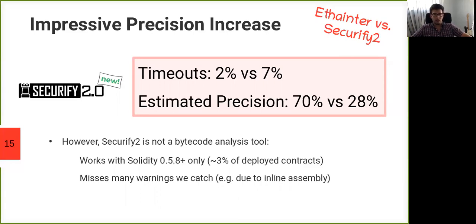It's a source code analysis tool, and in fact, it only supports a subset of Solidity versions, right? Because each version of Solidity has its own syntax and semantics. And so we could only apply this on a limited subset of contracts. And not only did we get higher precision results, but we also found warnings that Securify 2 didn't find. And that's because it's a source code analysis tool, which means that it doesn't analyze inline assembly. And a lot of libraries in complex projects use inline assembly. And so Securify 2.0 missed a lot of the tainted delegate call vulnerabilities that we found.